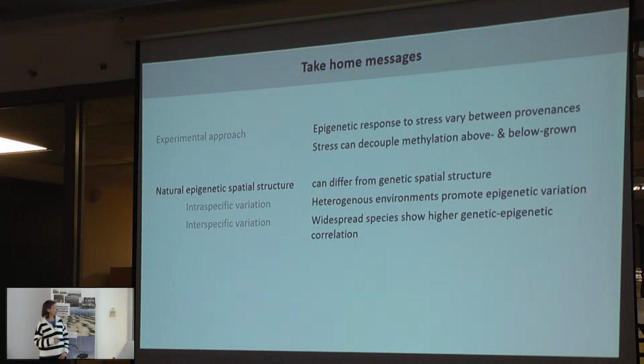And from the study of natural epigenetic spatial structure, we can say that it differs or can differ from the genetic structure, and indeed, except for one case in which there is no relationship with the space, in most of the cases, the slopes of the relationships are different in these 42 populations.